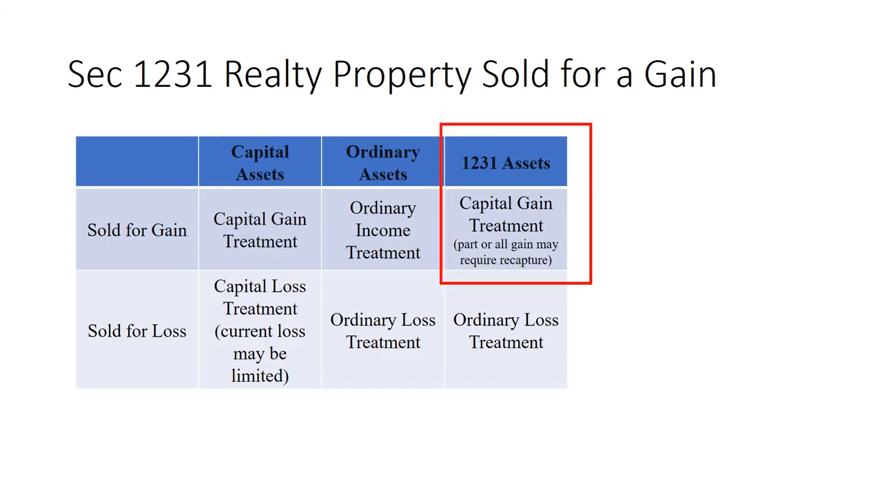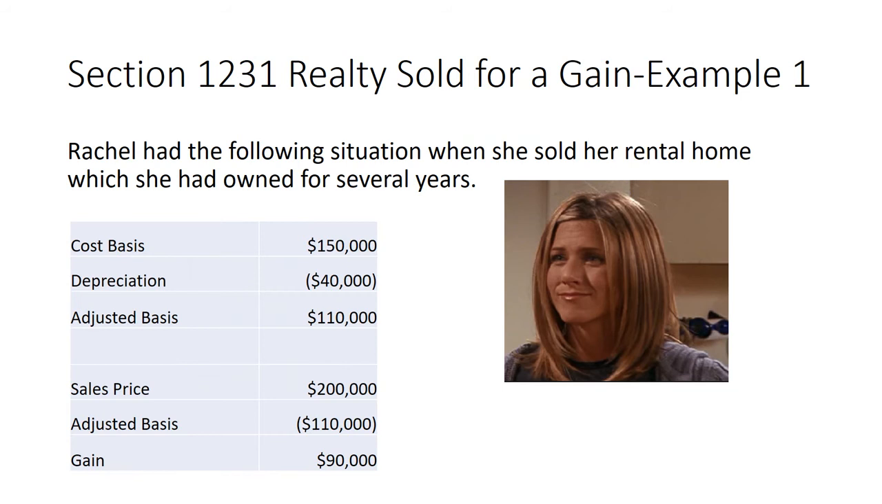Okay, so first let's talk about Section 1231 realty property sold for a gain. As you can see, of course, it gets capital gain treatment. Now, part or all of the gain may require recapture, which we haven't yet discussed. So here's our first example. Rachel had the following situation when she sold her rental home, which she had owned for several years, so we know it's long term.